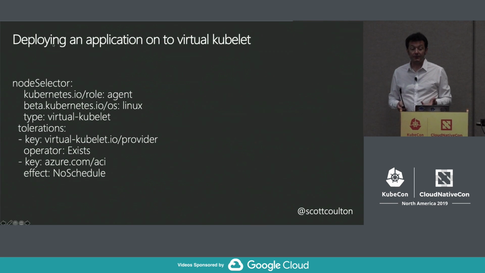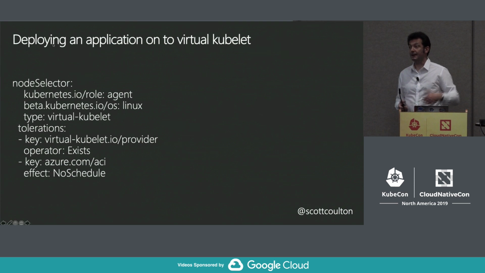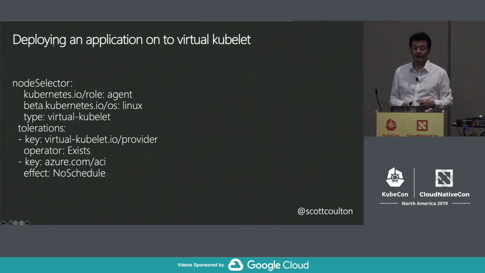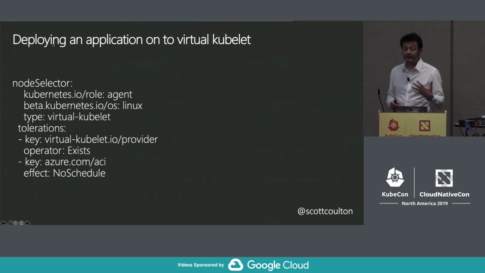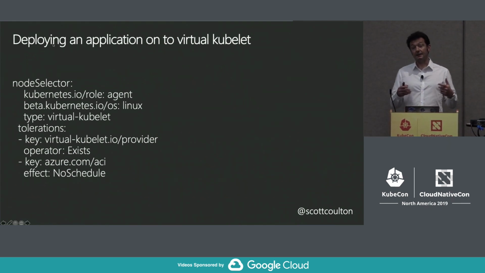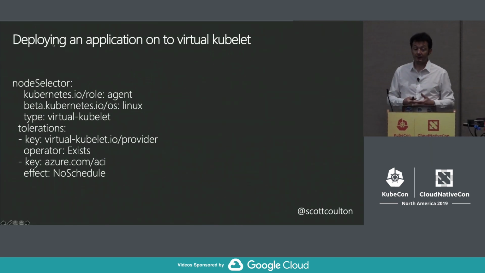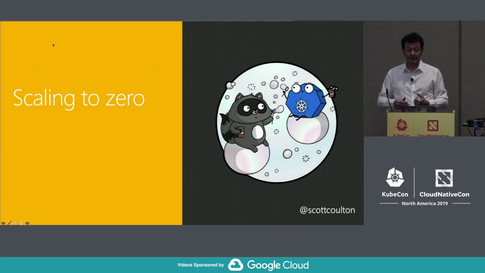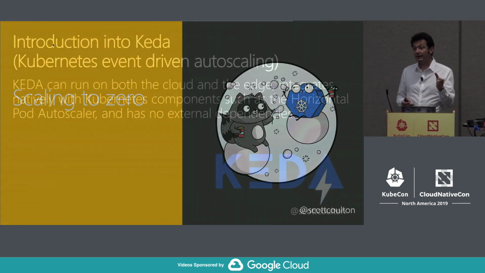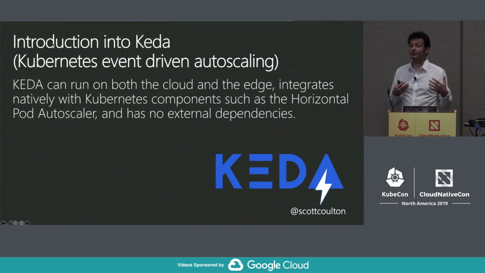Now scaling to 0, there's a project by Microsoft that's an open source project, and there are a lot of other people participating in it. That's called KEDA, the Kubernetes Event-Driven Autoscaling. And so KEDA is an open source project that you can run in your Kubernetes cluster. It can run in the cloud or at the edge. And it's one of these solutions that helps you build your own serverless implementation on top of Kubernetes. So there are lots of projects out there doing that.